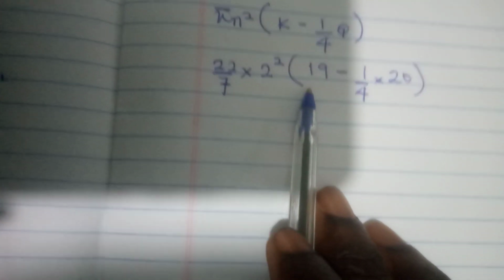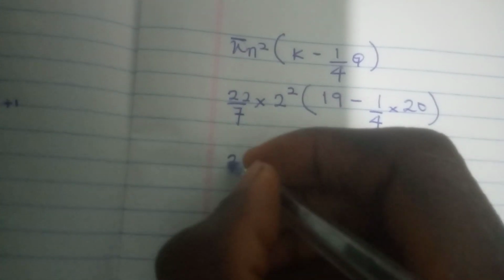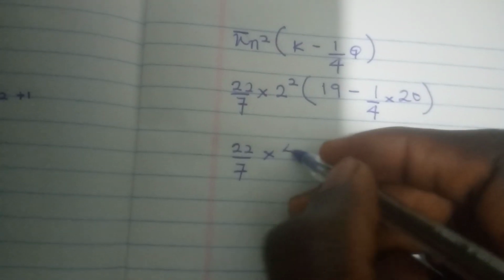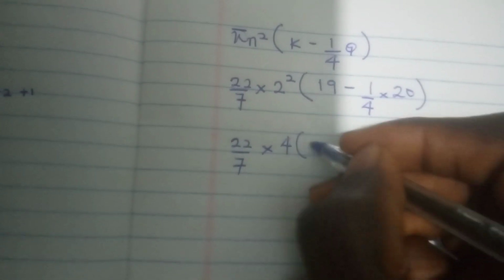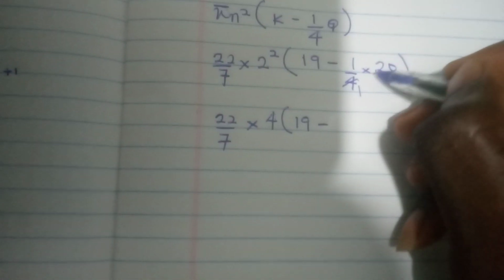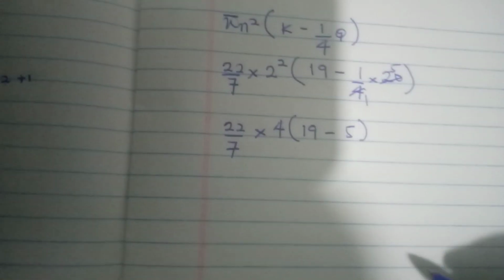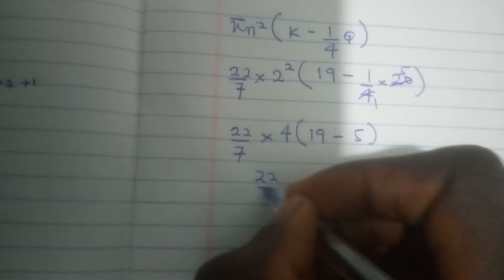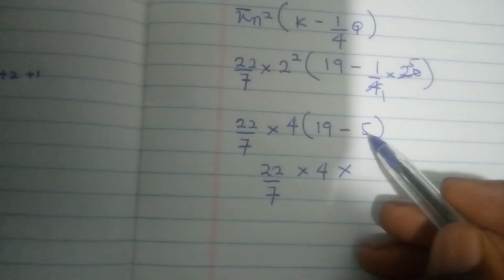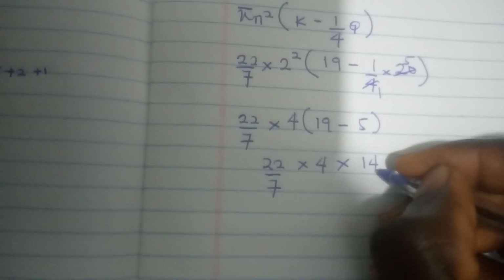So now what do we do? We are going to solve for the one in the bracket first. So we can say 22 over 7 times 2 squared is 4. Bracket of 19 minus, we can cancel and say 4 here 1, 4 here 5. 5 times this is giving you 5. So we have 22 over 7 times 4 times, if you subtract 5 from 19, we are getting 14.